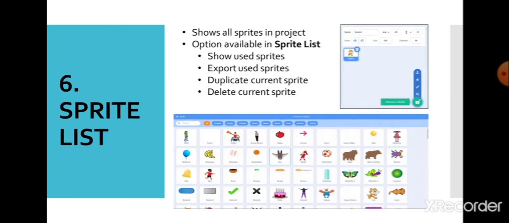Next we have sprite list. In this component, if you import or export a sprite or add a new sprite, it will show all your used sprites, and you can find the duplicate and delete options also. Duplicate will create a copy of your sprite on the stage and you can delete a sprite from the stage by using the delete option. All these options are present in sprite list.